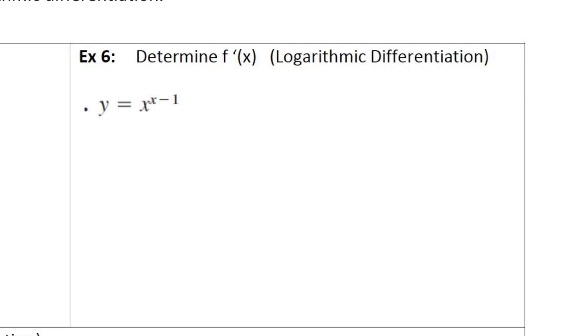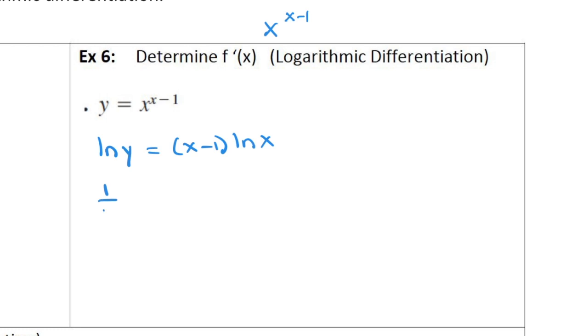For example 6, we're going to use logarithmic differentiation. Notice why this one's different. This one has a variable raised to another variable. And for that, we have to do something special. We have to log both sides. And when we log both sides, that drops the exponent in front. We're left with the natural log of x.